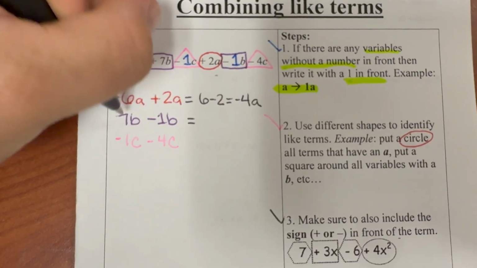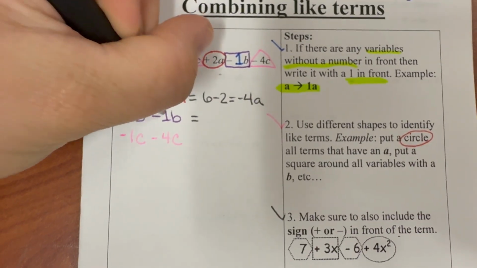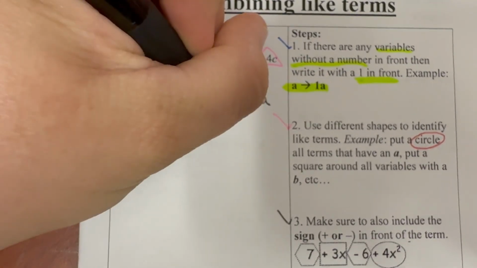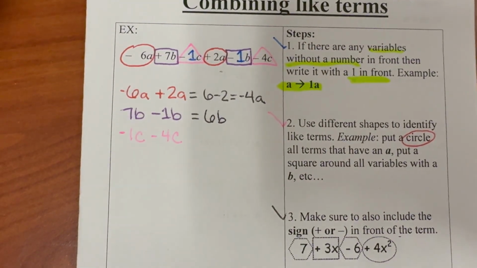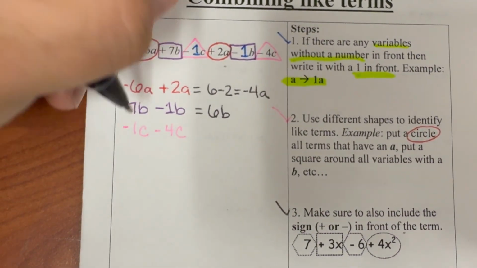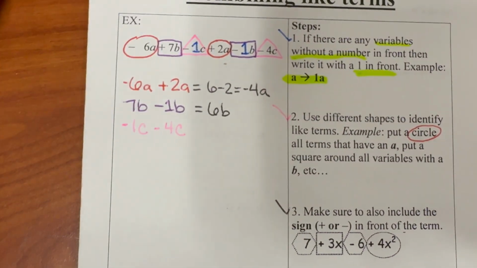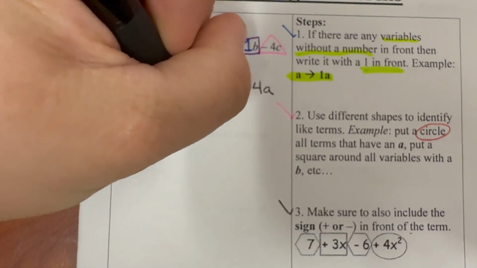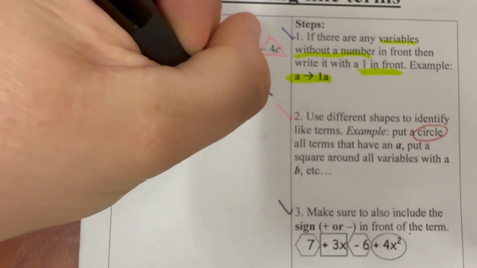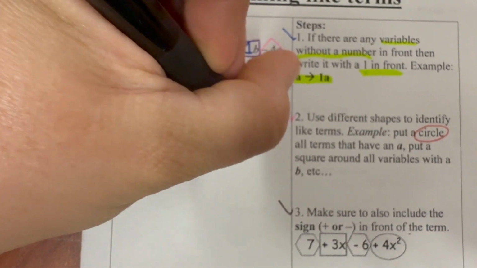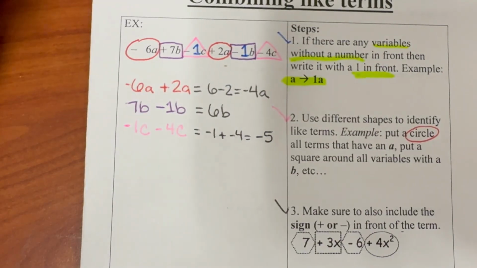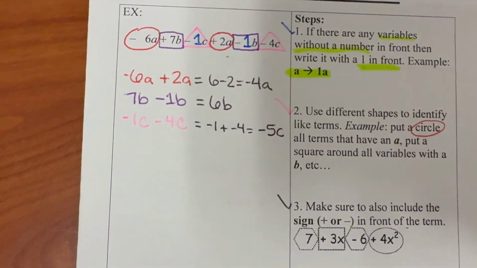Right here we have 7b minus 1b. 7 minus 1 is 6. And then write that variable, b. Right here we have a negative 1 and minus 4. That's the same as adding two negatives. So we're going to add negative 1 plus a negative 4, which will give us a negative 5. And our variable is c.